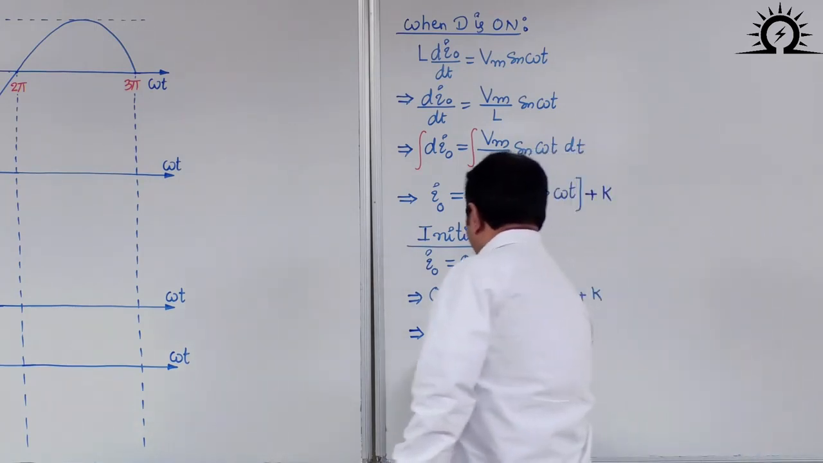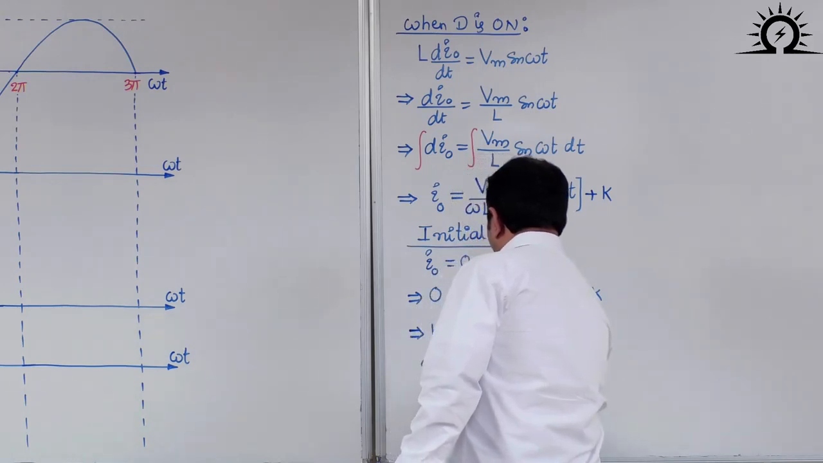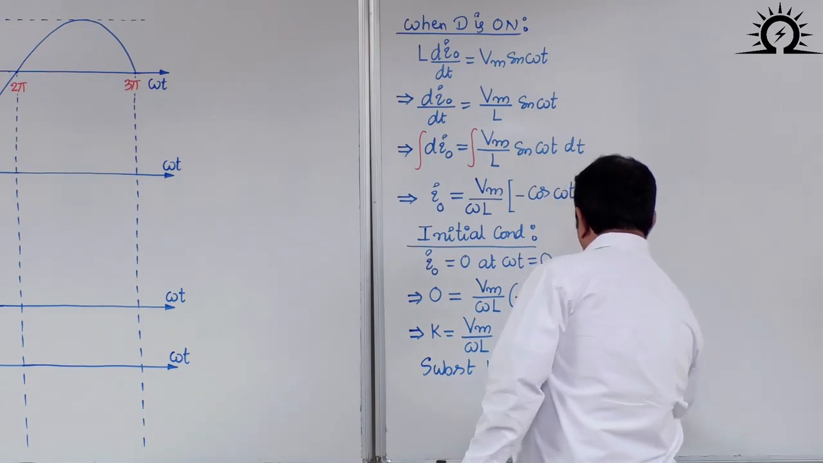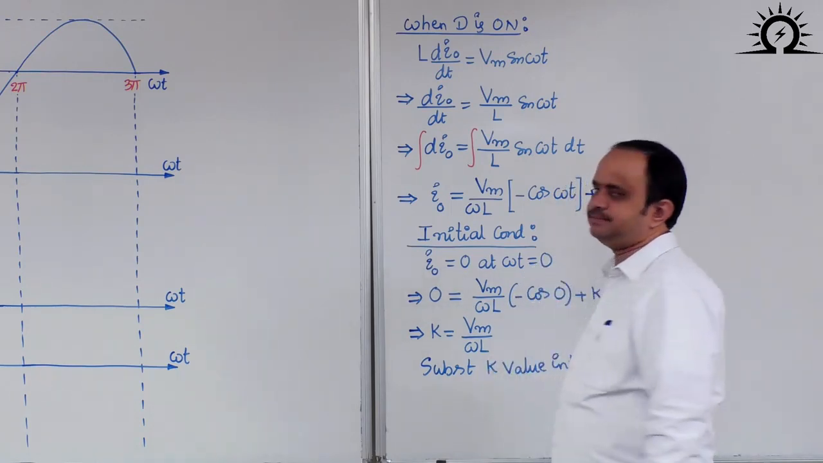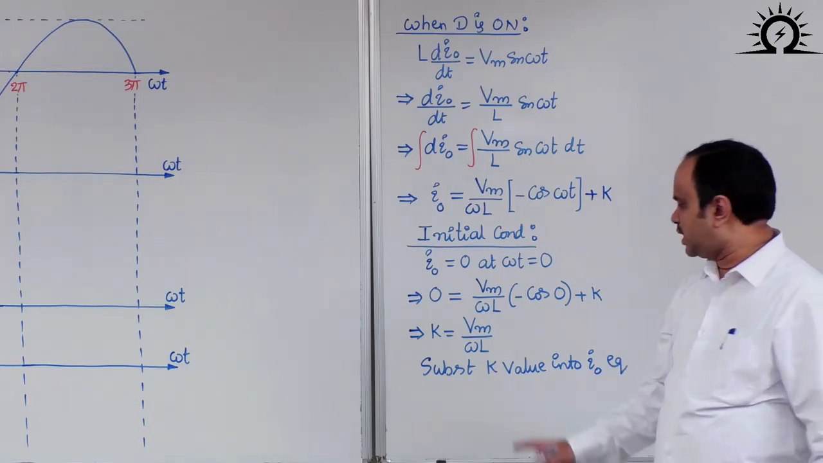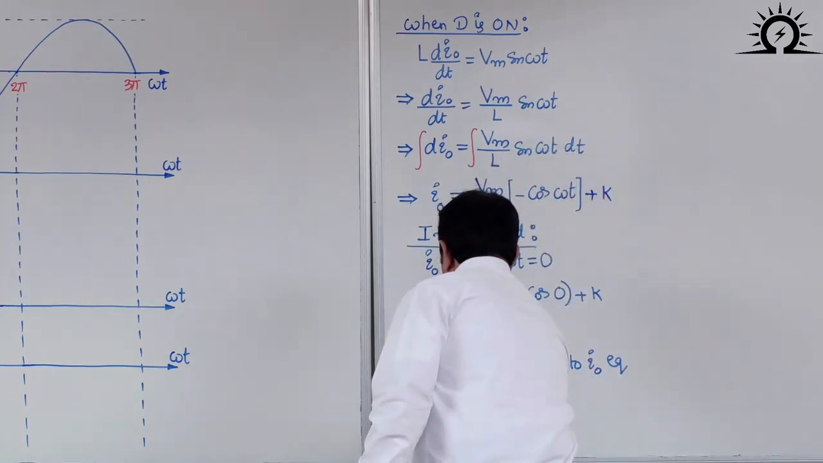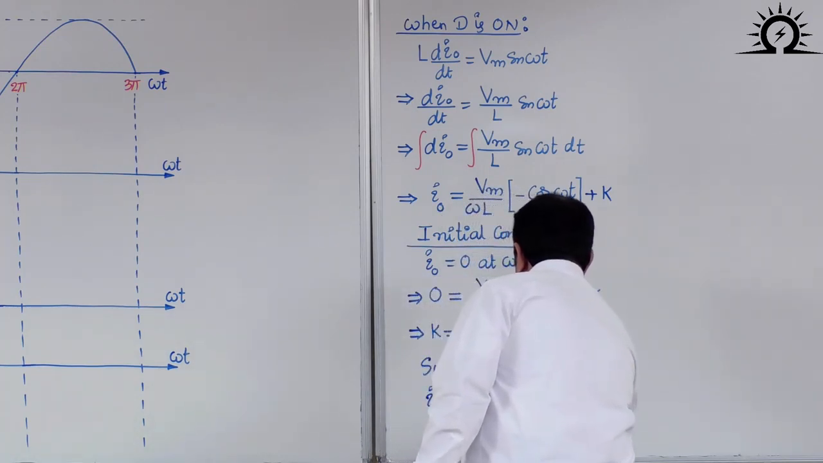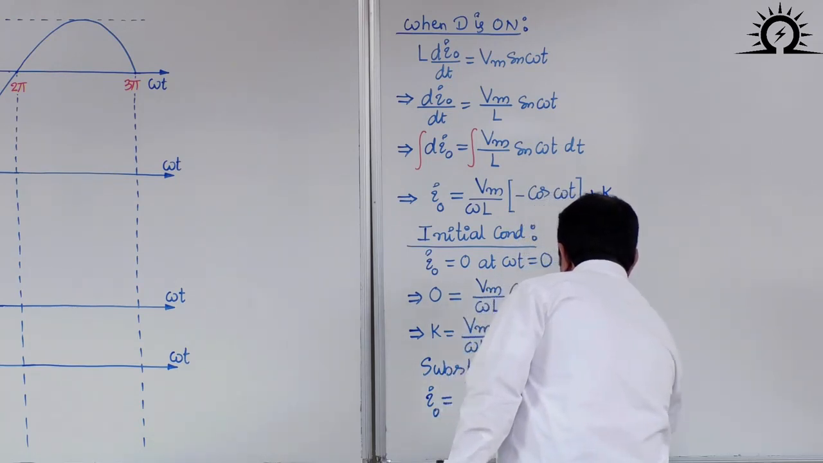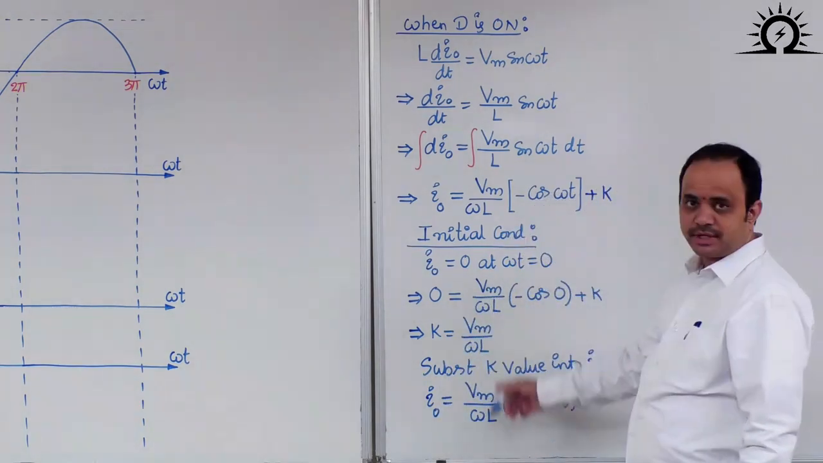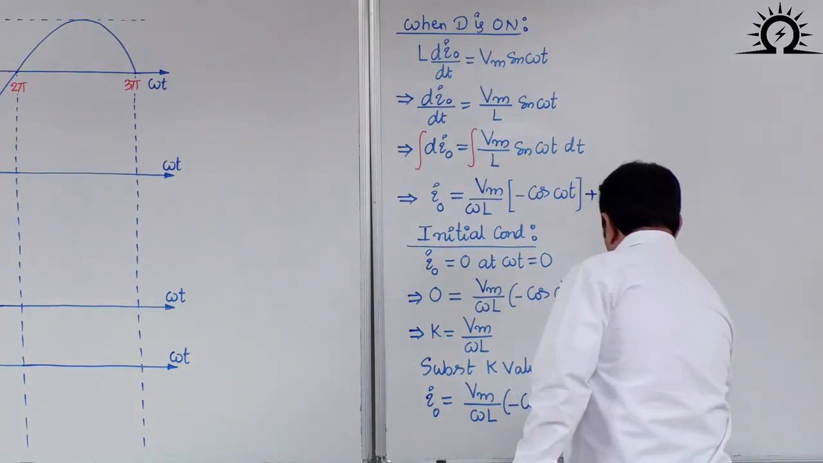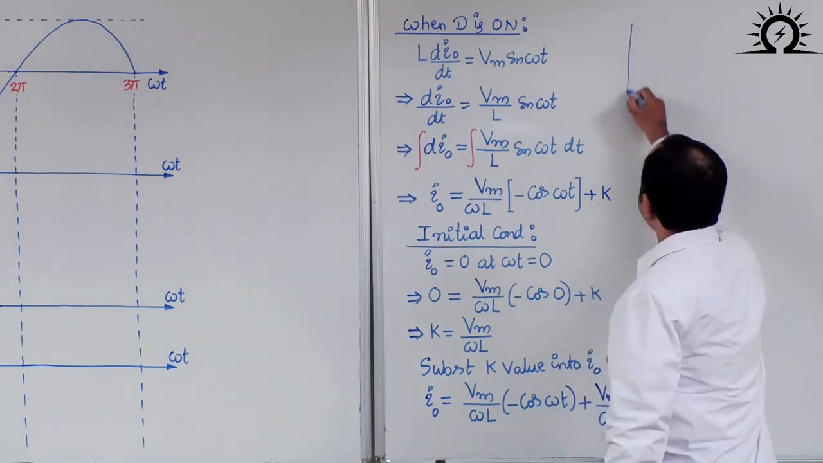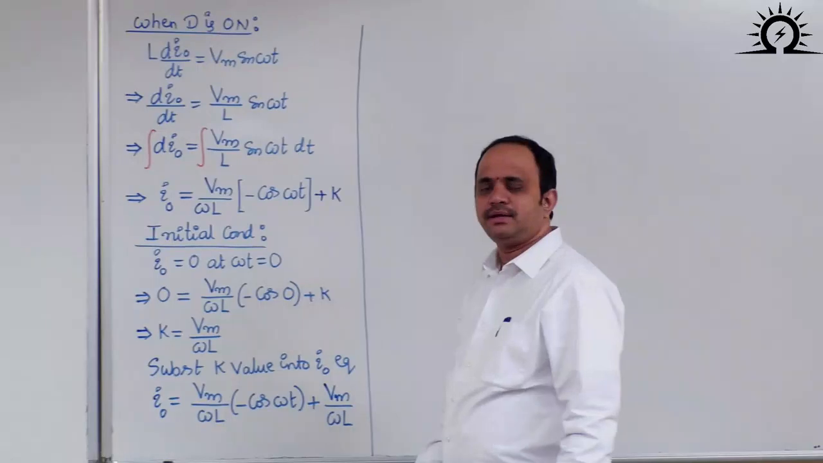Then what you can do? Substitute k value into I naught equation. Then what we will get? I naught is equal to Vm by omega L into minus cos omega t. This is the first term. Plus k value, that is Vm divided by omega L.